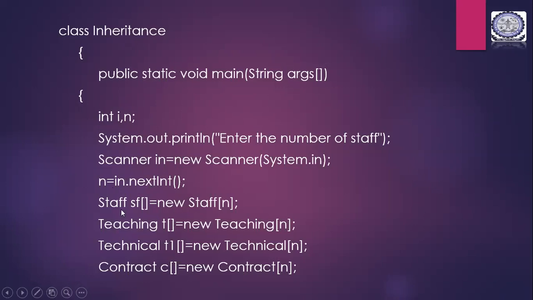And here you define an array. Staff SF. The SF array belongs to the staff data type, and you are declaring the array with n, whatever the n value that the user puts in. So you are declaring an array of n elements. A new array of n elements is declared here that belongs to the class staff.